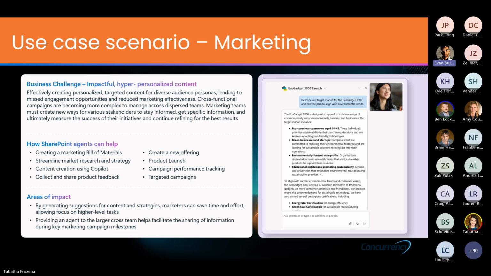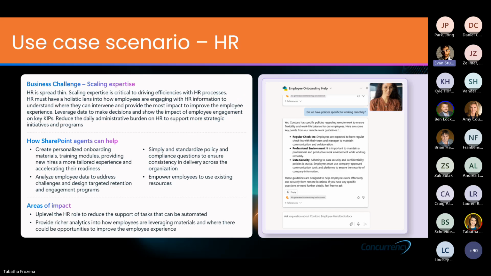All right, we got a final use case here for HR. I mean, you guys can see a trend here, but this final use case highlights HR, where the challenge is scaling expertise across the org. HR teams are often stretched thin, but they're still expected to deliver personalized experiences and drive engagement while also managing compliance and onboarding. The agents can help by automating and personalizing onboarding, training, and policy support, analyzing employee data to better target retention and engagement efforts, giving employees self-service access to consistent answers and resources.